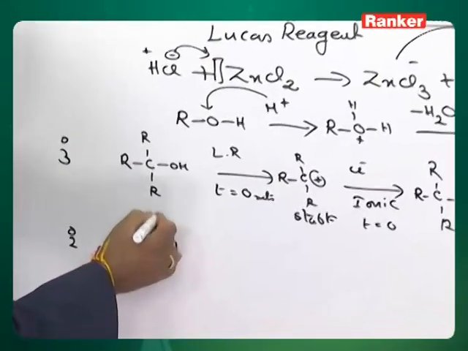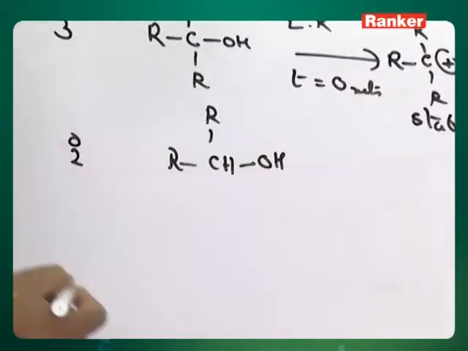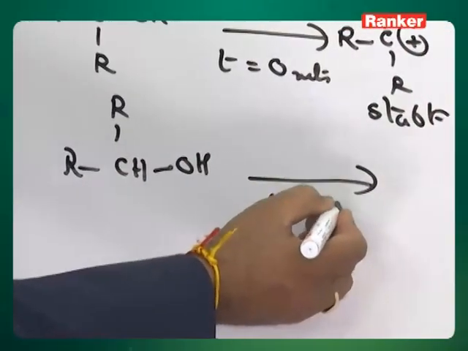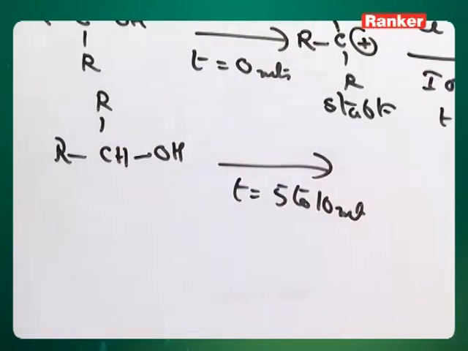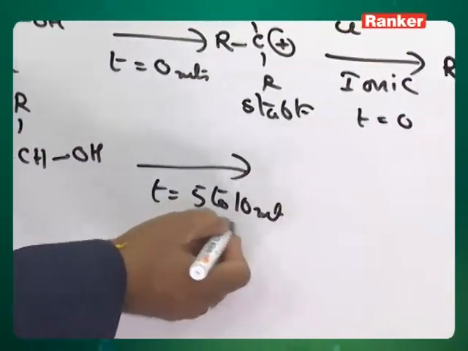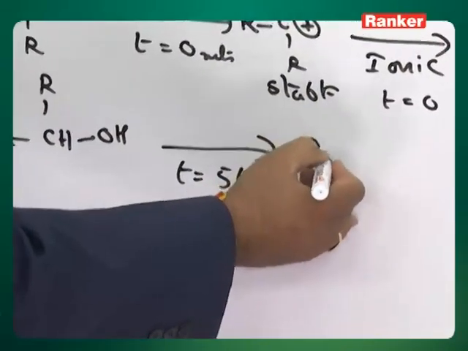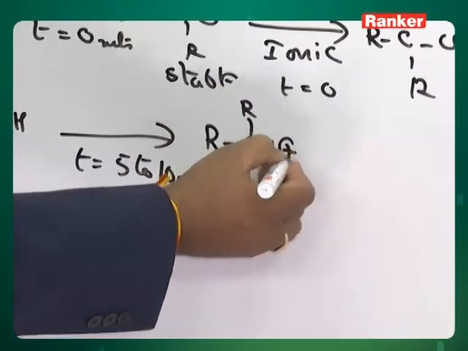2 degree has a small problem because its stability is not on par with the tertiary. So, the time required for step 1 is 5 to 10 minutes because it is less stable when compared with the tertiary. So, a carbocation comes, but it is not that stable, therefore, slow reaction.